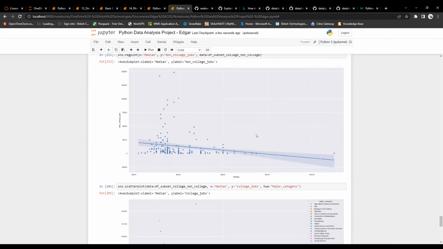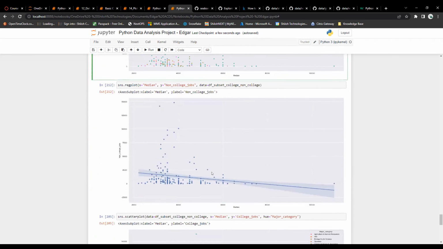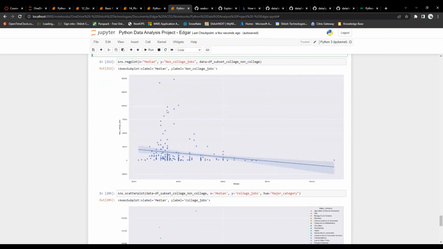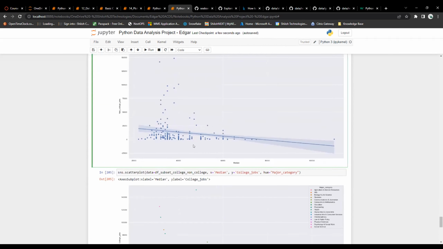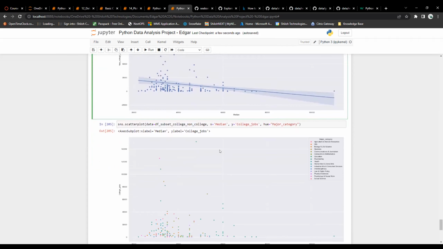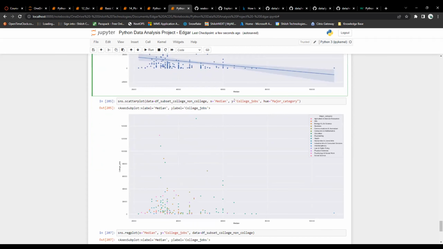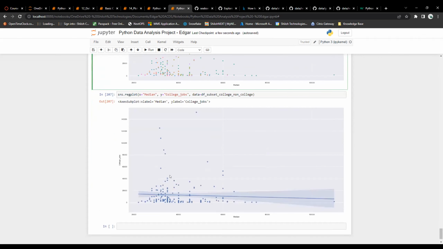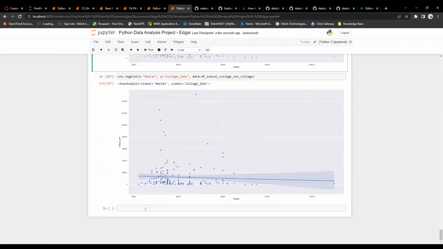Okay, so here I made a regression plot, but it looks weird too, so I have to look at it later. But I think it should be the right X and Y and all that. And same thing here. Instead of jobs that don't require a college degree, I used jobs that do require a college degree. And same thing here. This looks kind of weird here at the bottom, but that's all I have so far.